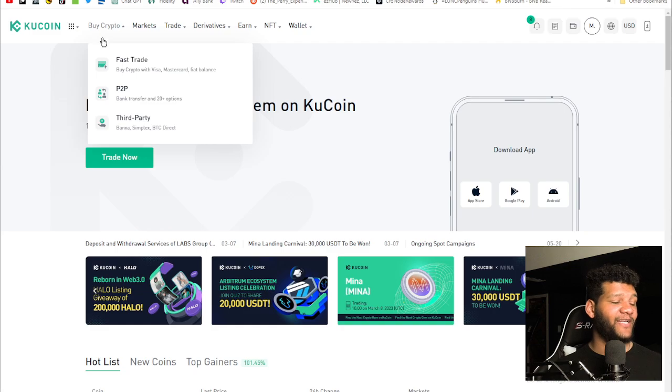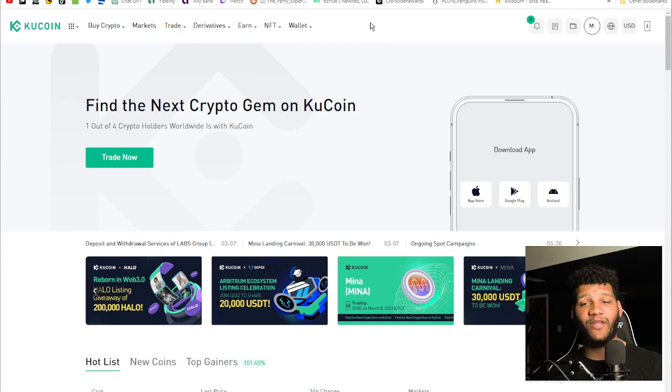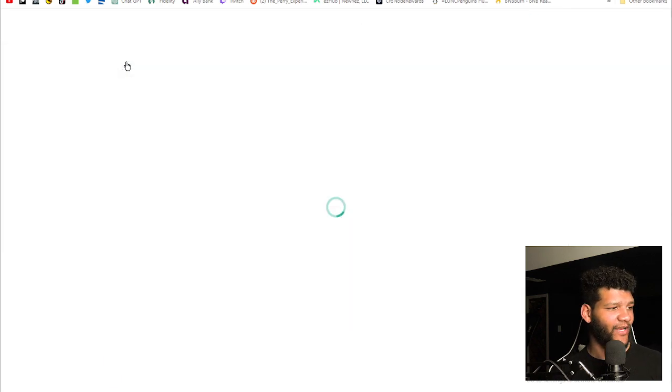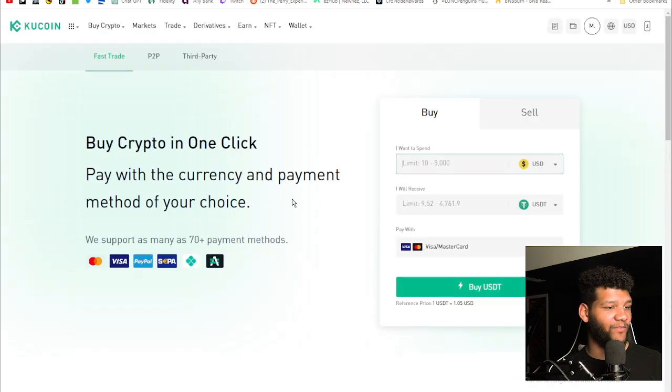So what I recommend is to first understand how you're getting money into KuCoin, whether it's transferring from another platform, right? You can transfer other coins. If you have someone's MetaMask, you can transfer directly to here. Or you can have a fast trade, right? So you can basically have a credit card, a Visa, MasterCard, and be able to fund USDT and start trading with USDT.